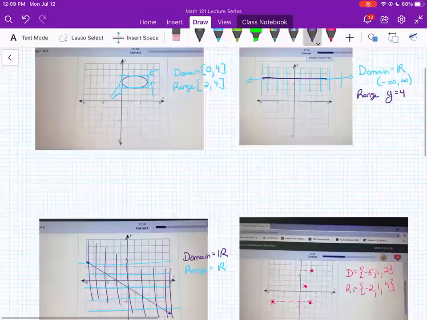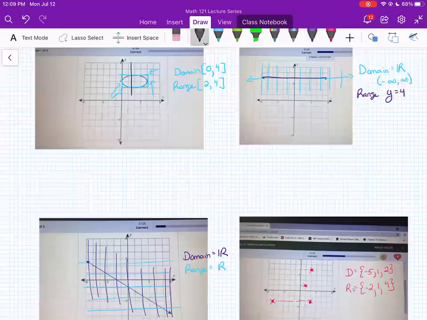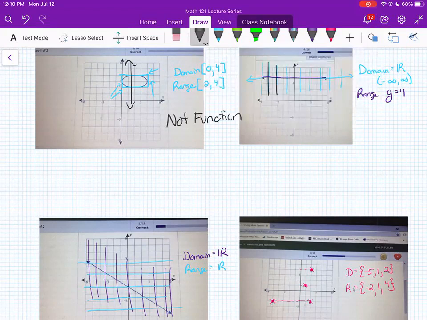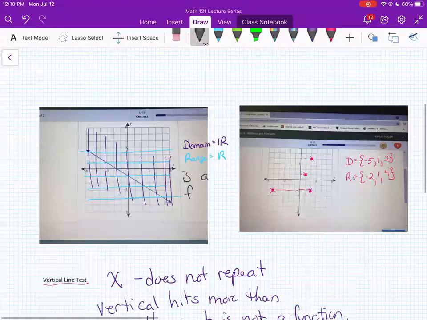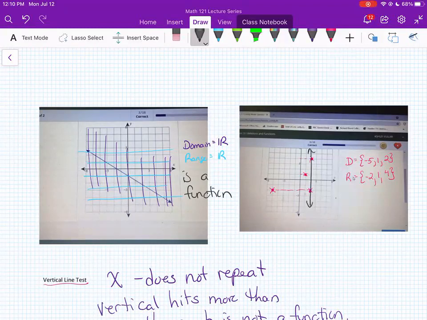And as you can see here, if I draw a vertical line, it hits twice. So this is not a function. In this case, the vertical lines only hit one time. So this is a function. Likewise, this one is a function. And here, because this vertical line hits in 2 places, this would not be a function.